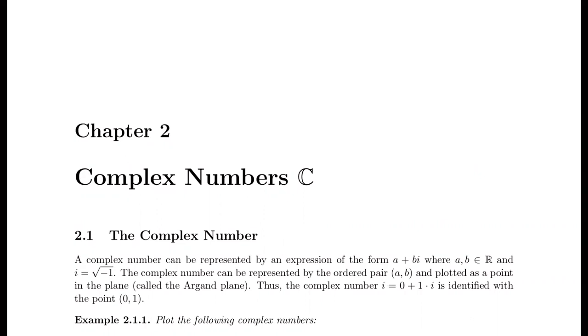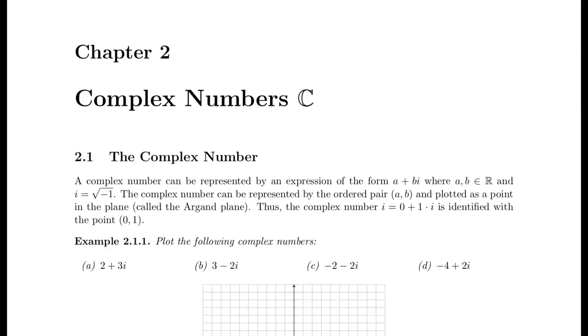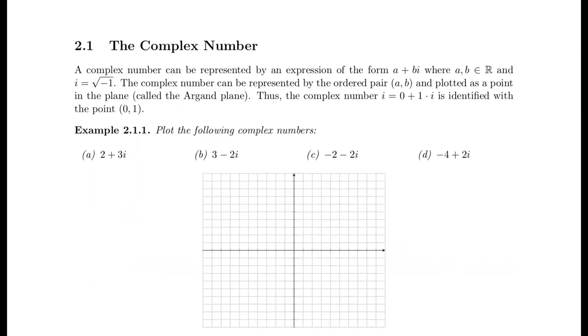Okay, so let's have a look at the complex number first. A complex number can be represented by an expression of the form a plus bi. That's the definition of a complex number, where a and b are real numbers, and i is denoted by the square root of -1. The complex number can also be represented by an ordered pair, a and b, which can be plotted in the plane, sometimes called the Argand plane.